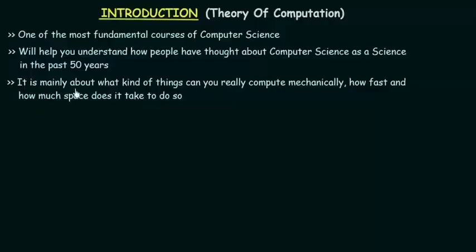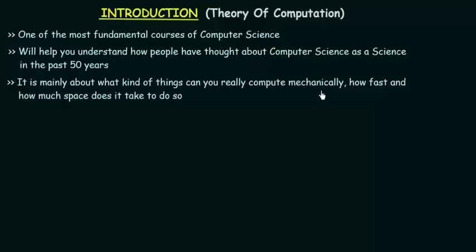So this subject is mainly about what kind of things can you really compute mechanically, how fast can you do it, and how much space does it take to do so. Okay, so we know that in computer science there are certain kind of problems that a computer or a machine can solve. And also there are certain kind of problems or things that a machine cannot do, or certain kind of things that a computer cannot solve. So we shall be seeing all these kind of things in this subject. Okay, so we talked about how fast and how much space does it take to do so. So let us just leave these 2 points for a while and let us just focus on what kind of things can you really compute mechanically.